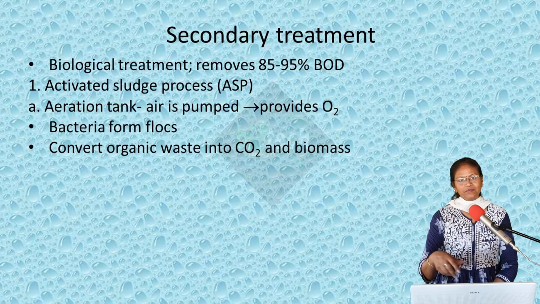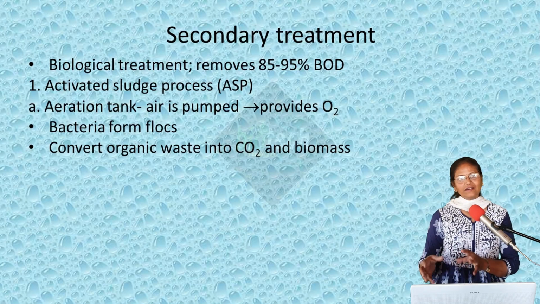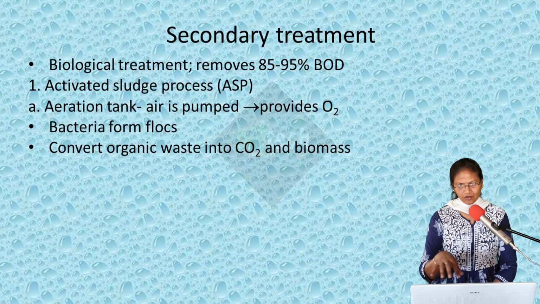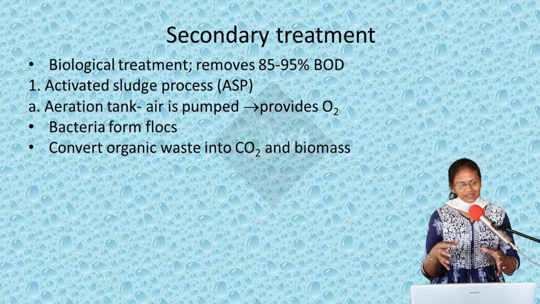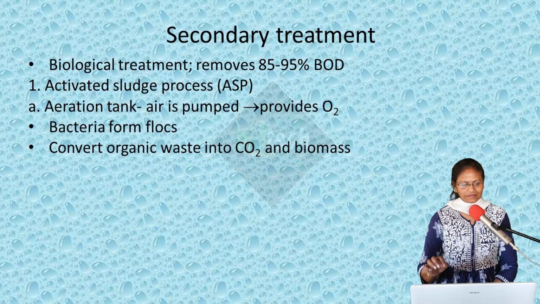So when the air is pumped, the oxygen is provided. So what happens? The microorganisms which are present in the aeration tank get the oxygen and grow there, and while they are growing, they are consuming the organic waste which is present there, and degrading those organic wastes. Mostly bacteria are there. These bacteria form flocs, and they convert organic waste into carbon dioxide and biomass.